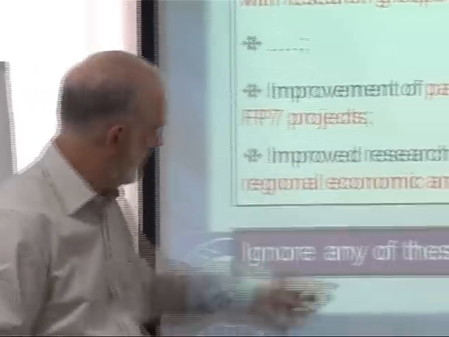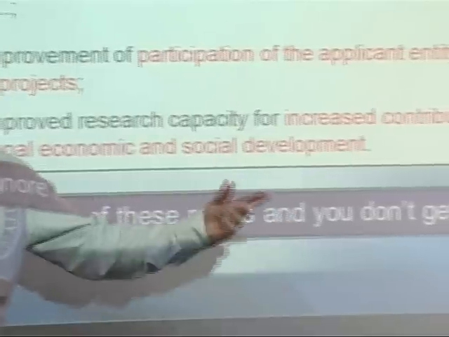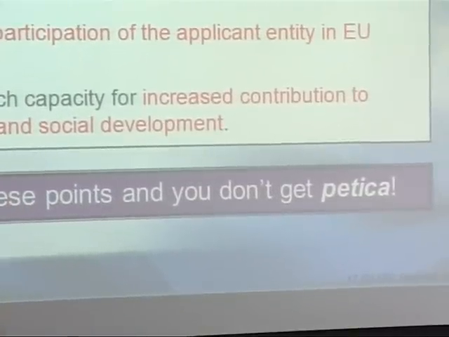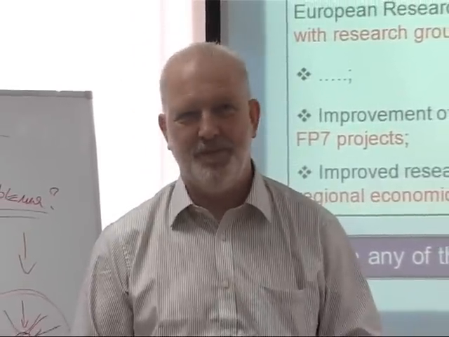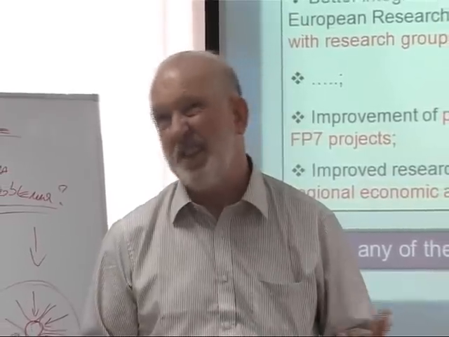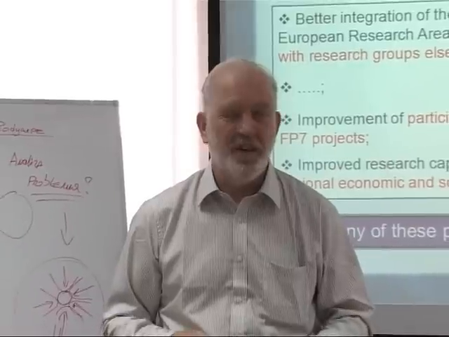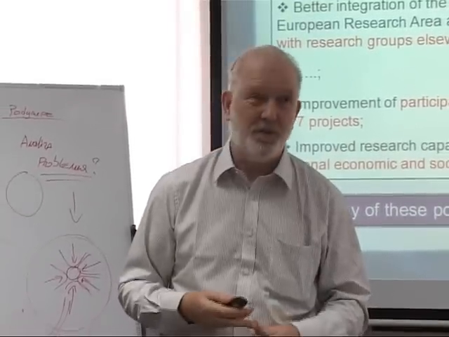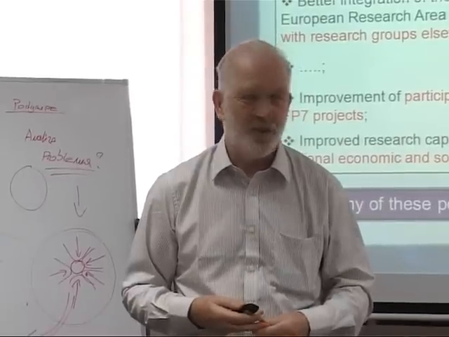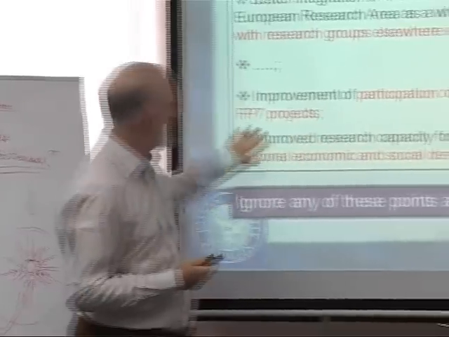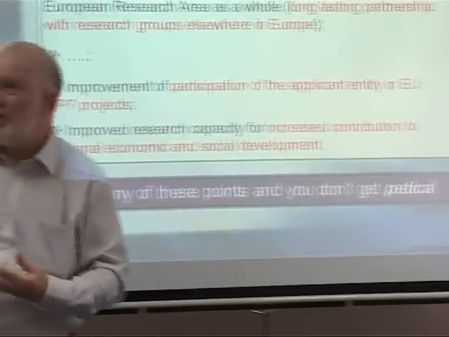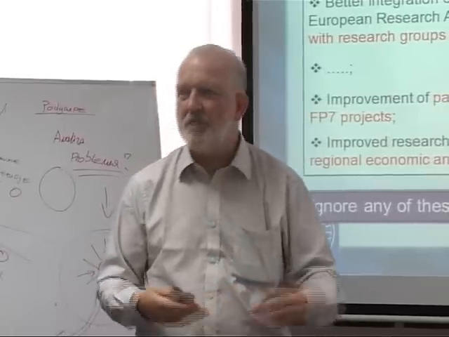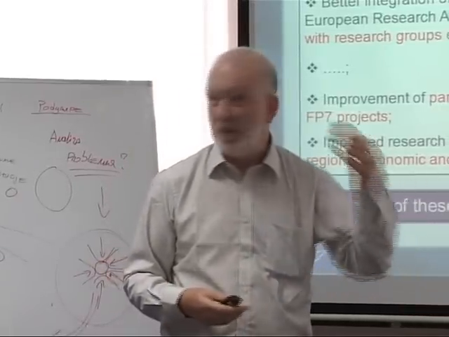If you ignore any of these points and you don't get your five, you don't get the number 5. And it's 3 times 5 makes 15, and only if you get 15 out of 15 will they give you the money. 14.5, some people will get the money, but other people with 14.5, they won't get the money. So you have to make sure that you write something here, even though it might be a challenge for you to think how, looking at using X-ray crystallography, studying the surface structure of niobium alloy of some sort.